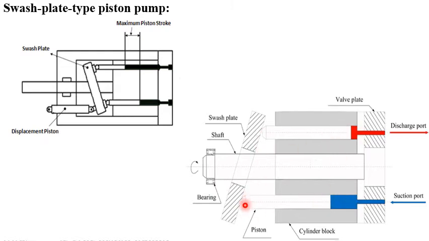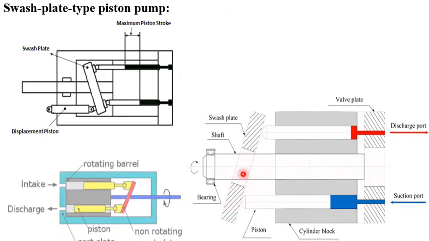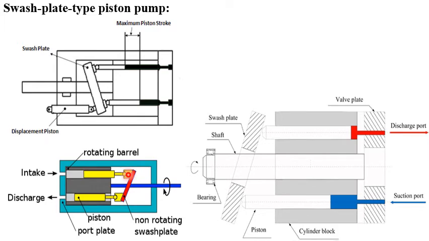There is a shoe plate, and the shoe plate is connected to the angled swash plate. You can see here, this yellow colored one is the shoe plate. This is the drive line, and this dark blue colored one is the cylinder block. The center line of this cylinder block and the center line of this drive shaft are both the same, on the same line.